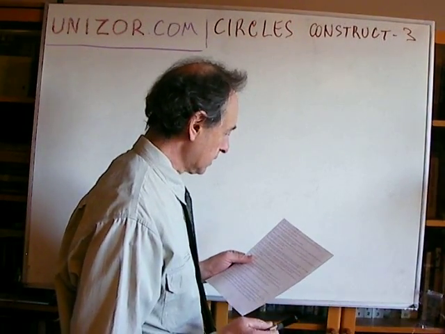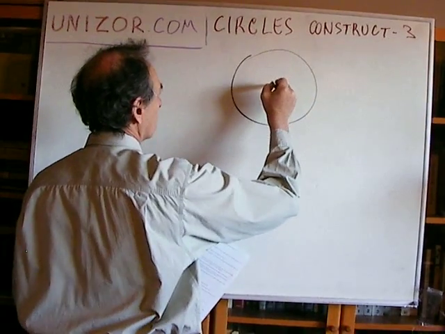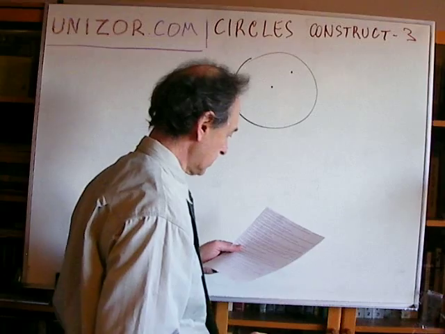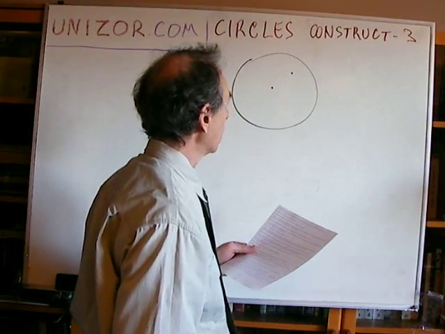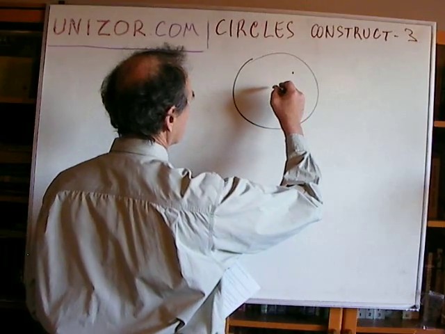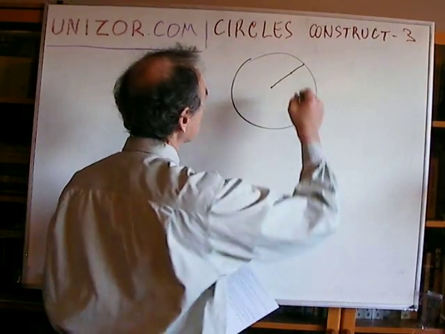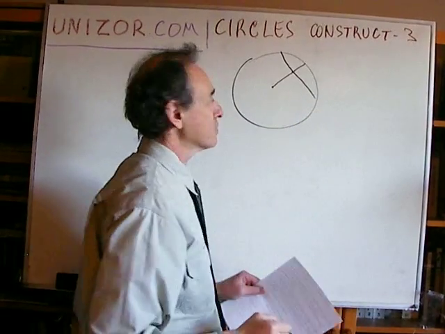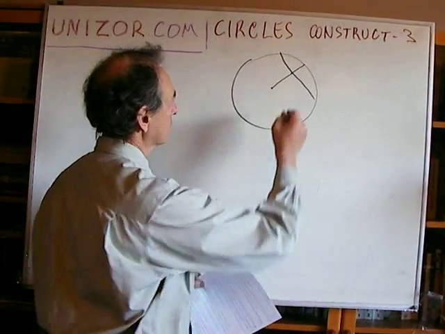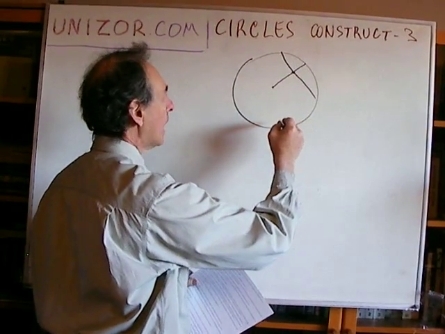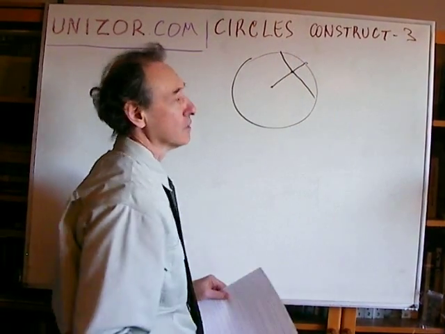Given a circle and a point inside it. Okay, given a circle, this is the center, and a point inside it. Construct a chord that contains this point and is divided in half by it. Well, this is simple. You know that a radius which divides a chord in half is perpendicular to this chord, which means that to construct this particular chord, which will be divided by this point in half, we just draw a radius through this point, and at this point draw a perpendicular chord.